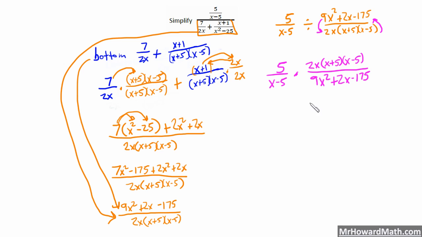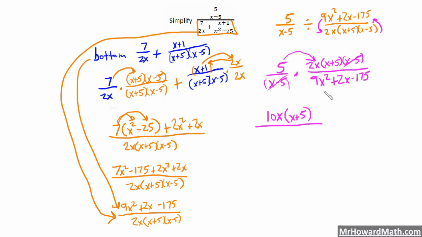Okay, so now that I'm multiplying, I can look for terms to cancel out. I have x minus 5 here, I have x minus 5 here, so those go away. So now I'm just left with 5 times 2x times x plus 5. The easiest thing I can do here is just multiply 5 times 2x. That gives me 10x. And then I still have the times x plus 5 here. I'm not going to multiply that out because this is more factored than it would be if I multiplied 10x times x and 10x times 5. So that's the final numerator.